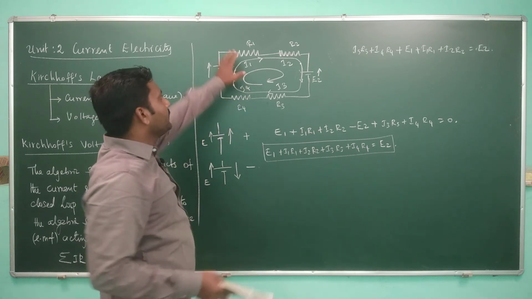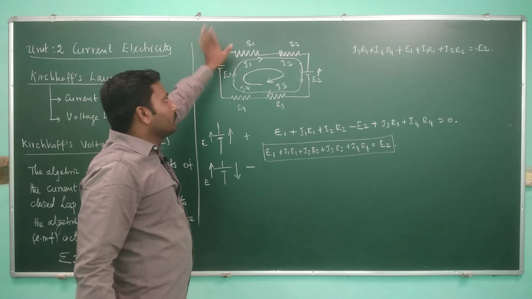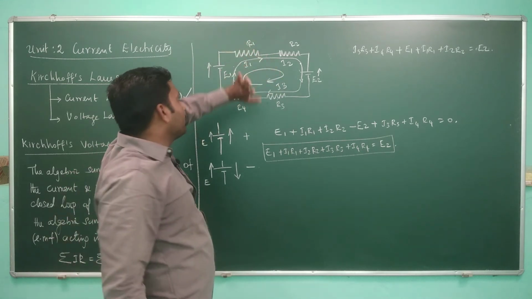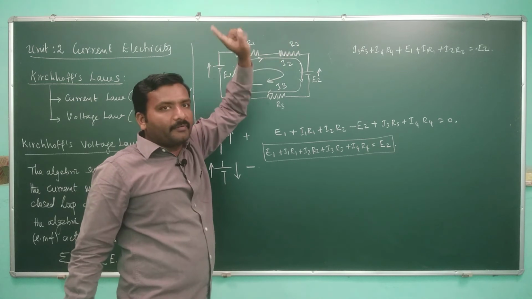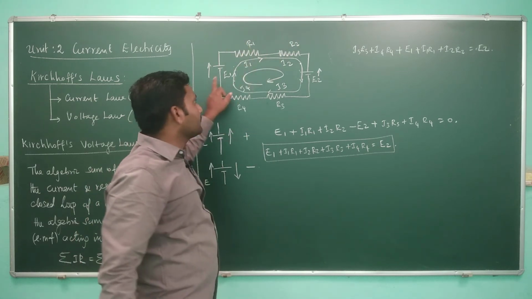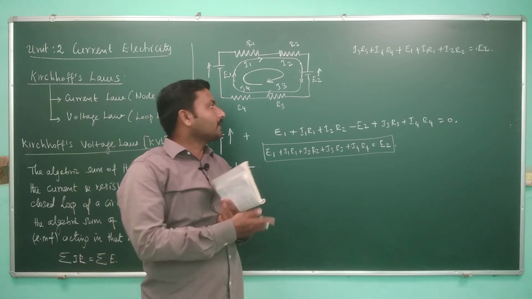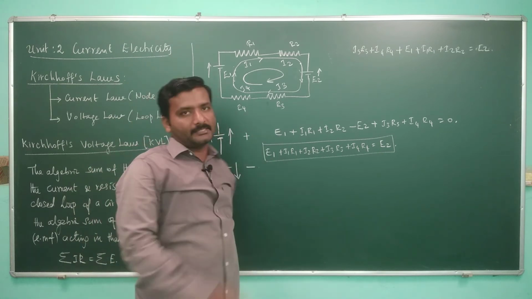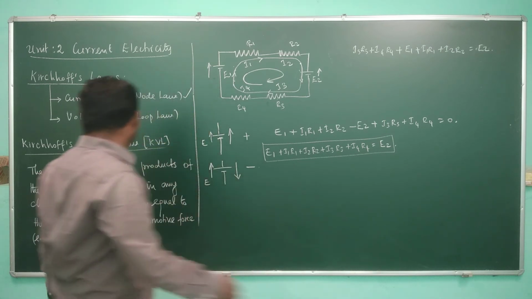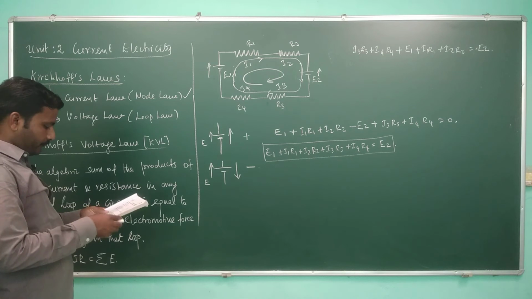You can start at any point. You have to close the loop at the point where you have started, and if you write the equation, then it will tell you that the algebraic sum is equal to 0, provided you put a plus symbol for the battery when the current direction and the loop direction are the same. If the current direction and loop direction are opposite, then you have to put the minus sign. So this is the Kirchhoff voltage law and the statement said this only.